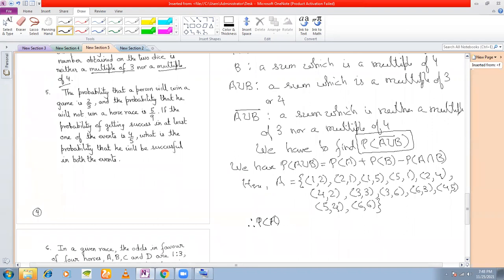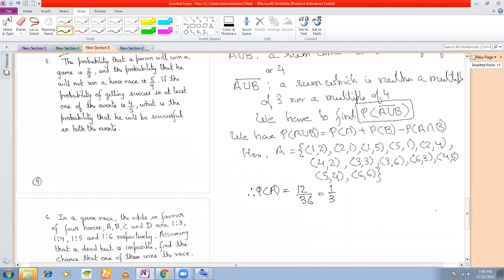How many events are there in a count? How many events? There are 12 events, right? Yes, 12 sir. And the total number of events was 36. So you're getting PA as 1 by 3. Now we will calculate PB.